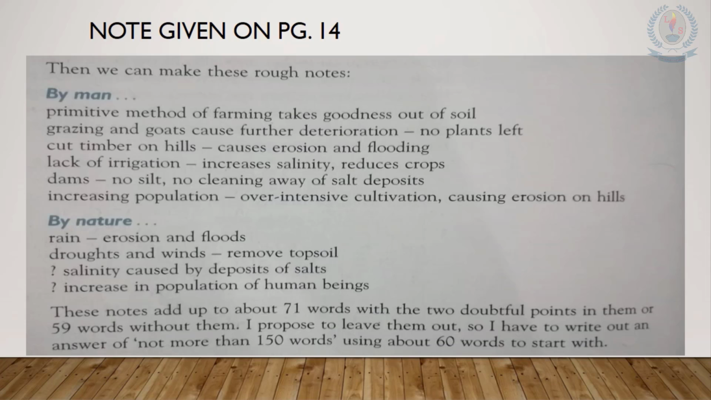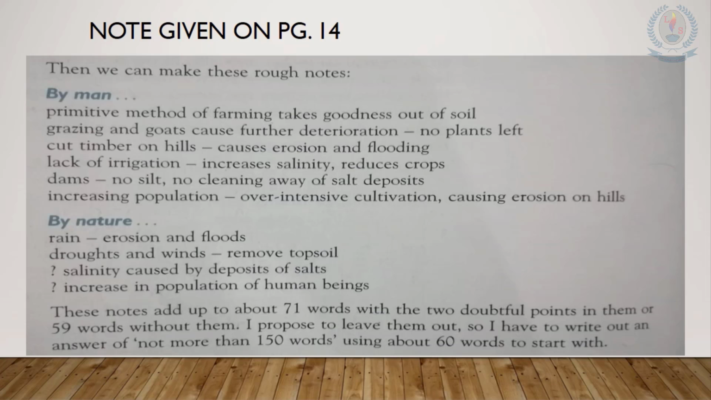Let's look at the note given on page 14. Right, children? So, here, before writing the first draft, what are we told to do? The points that we collected in our list of themes have been collected into two main parts. Right? So we are looking only at the causes and the book has now divided the causes into two main parts. Causes by man and causes by nature.